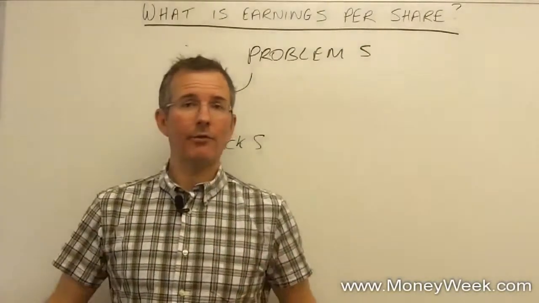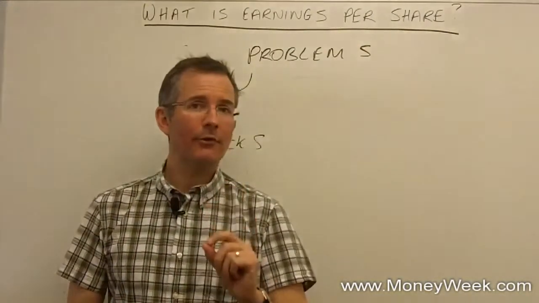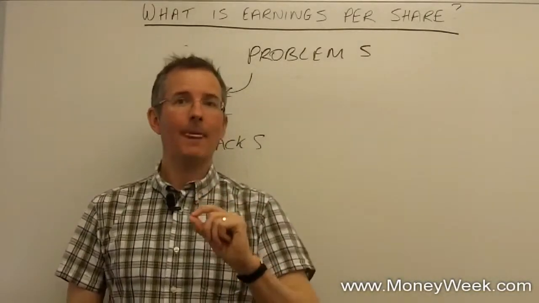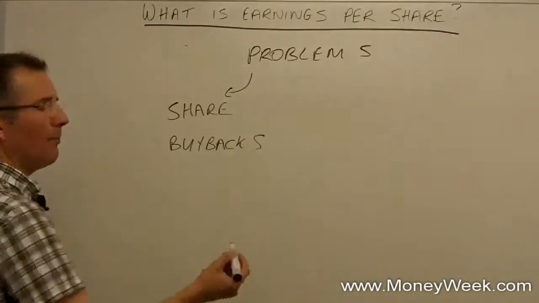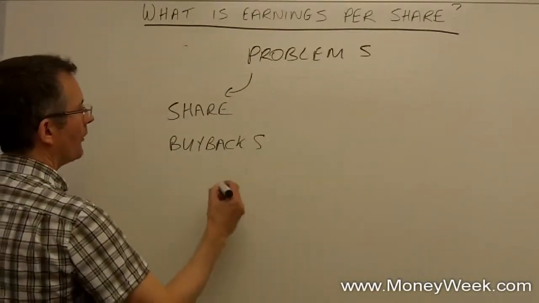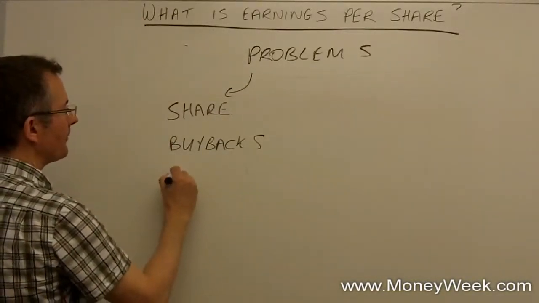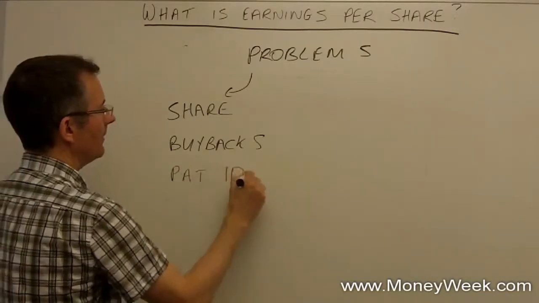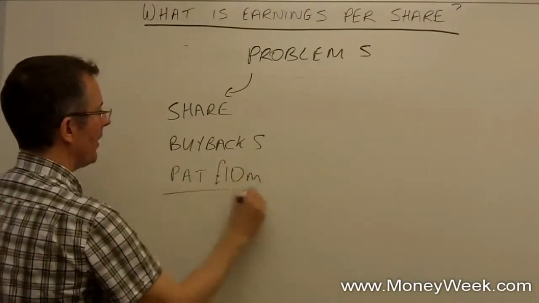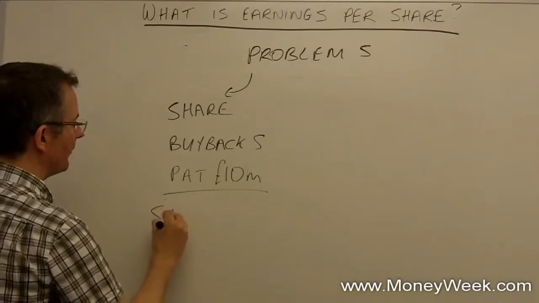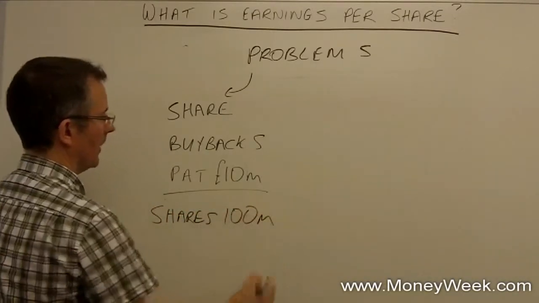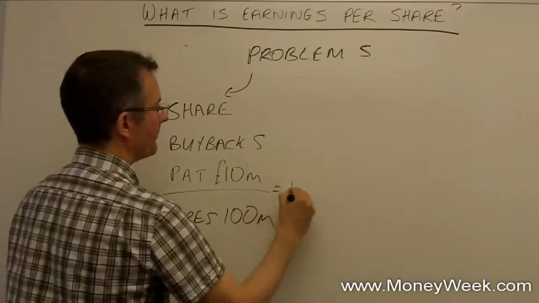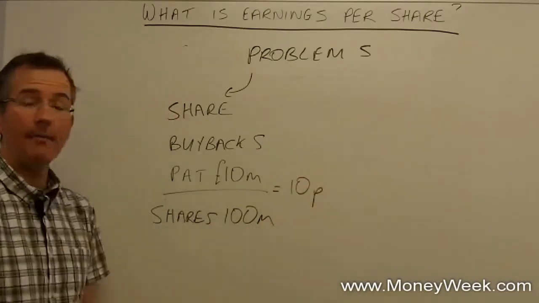Well, you might say that sounds like a reasonable strategy, but it comes with a twist, and earnings per share is that twist. Let's put those numbers back up again. My earnings per share figure was profit after tax of 10 million divided by 100 million shares. And that gave me 10p per share.